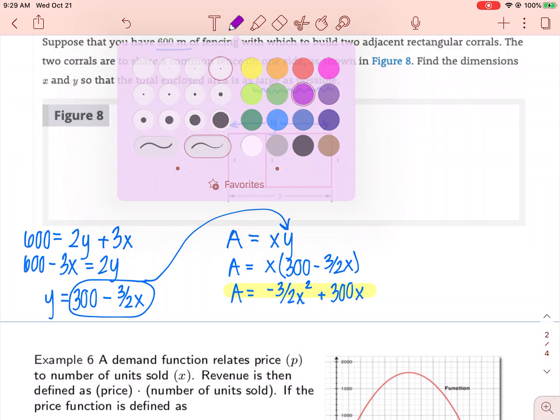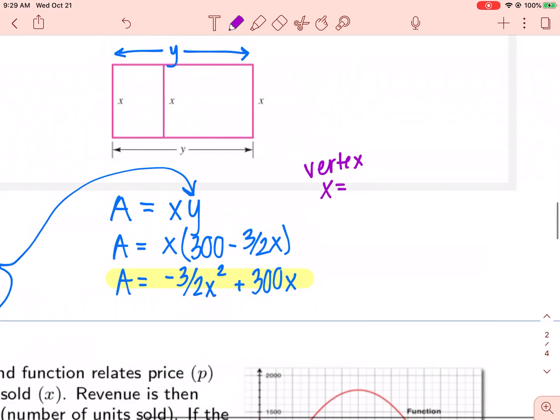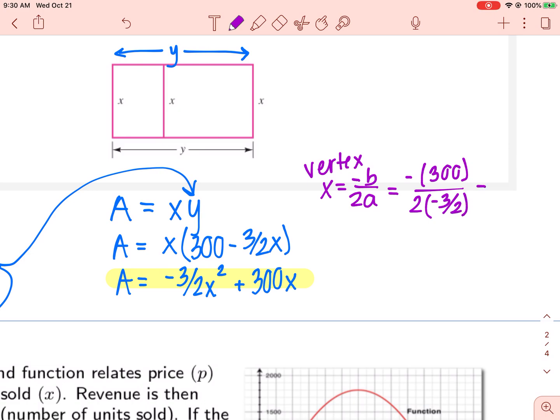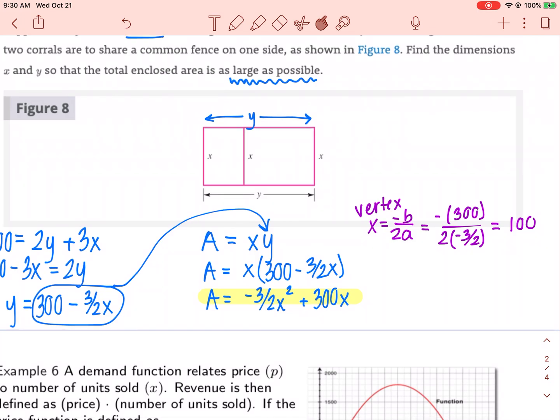Okay, so going just a little bit further. We now want the maximum, so I'm going to do vertex formula, x equals negative b over 2a. So we'll get negative 300 over 2 times negative 3/2. So my x value is going to be positive 100. Reading the problem, it wants me to actually just find the dimensions. Well, that's actually really nice. Okay, I just need x and I need y. I don't even need to plug in for the area.